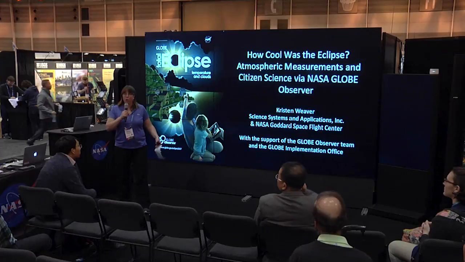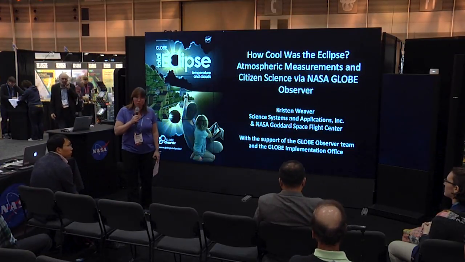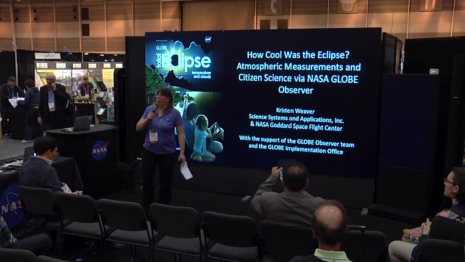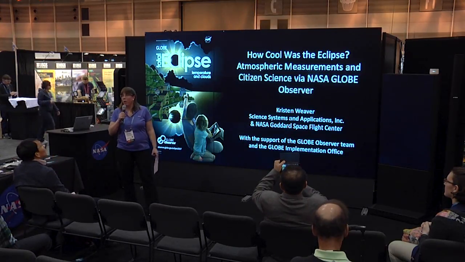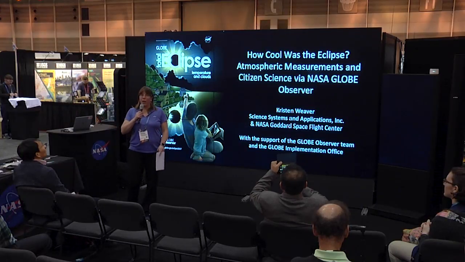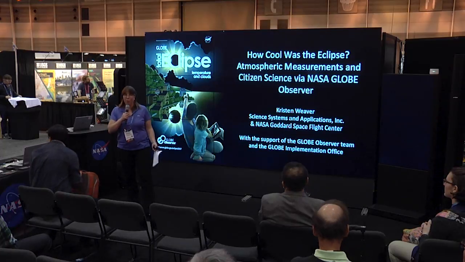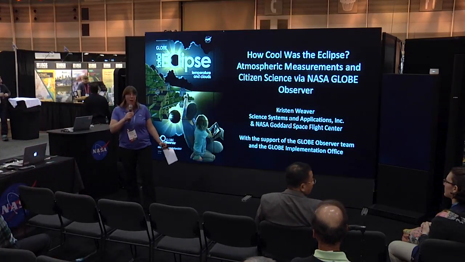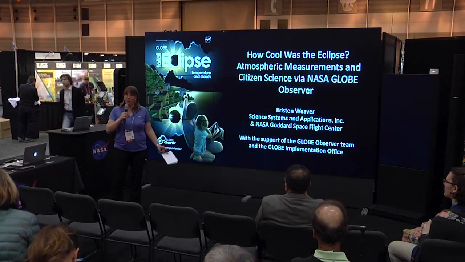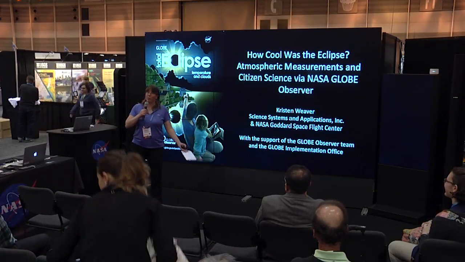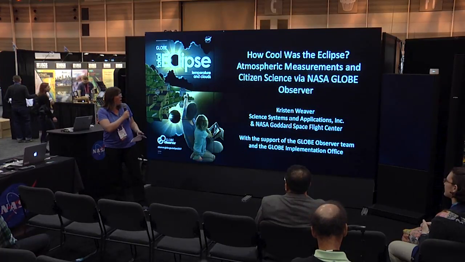For the Eclipse, what we started with in the app was clouds observations, and then we added a mosquito habitat mapper. But for the Eclipse, I'm going to talk about the clouds. We also added a separate protocol, special for the Eclipse, just asking people to get a simple thermometer and measure the air temperature so we can try to answer the question, how cool was the Eclipse? Because we all know it was really awesome in that sense of cool, but what about the actual temperature change?